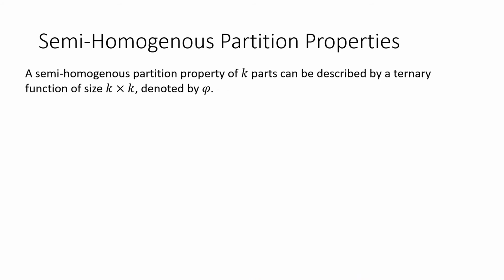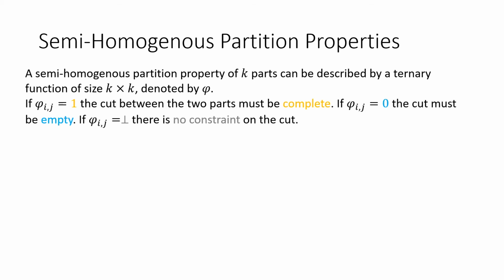As I said, our framework uses just one distance estimation algorithm. It is for semi-homogeneous partition properties. These are the building blocks for our covers. A semi-homogeneous constraint on a cut between two sets of vertices is one of three constraints: that the cut is complete, that the cut is empty, or the don't care constraint, that the cut can have any set of edges. So only one of these three constraints is a semi-homogeneous constraint.